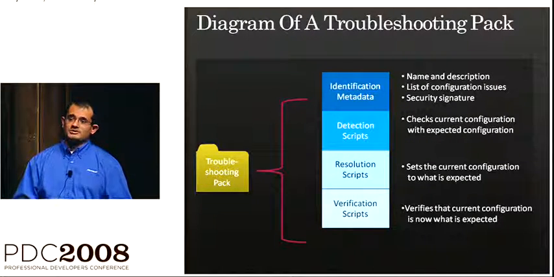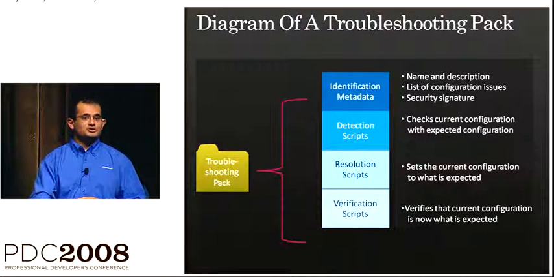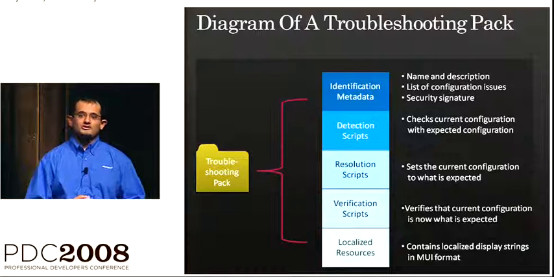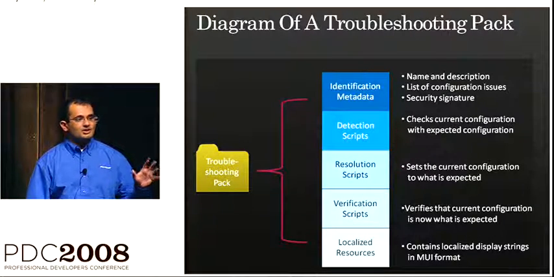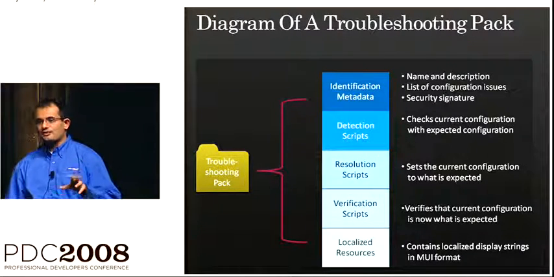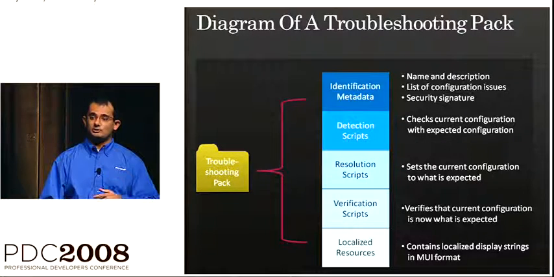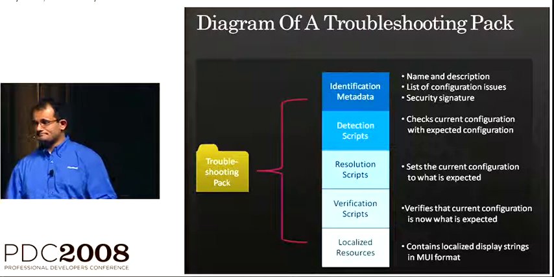The verification scripts, which actually run after we run the resolution scripts to see, have we actually solved the problem? And finally, the localized resources. So all the strings that we saw in the UI and in the PowerShell command line are localizable through the MUI support and also through the PowerShell localization support.